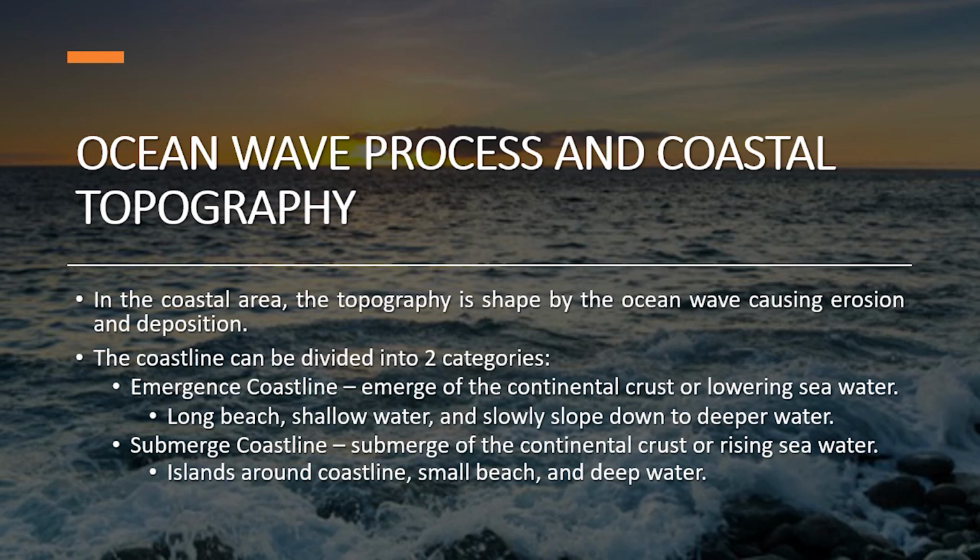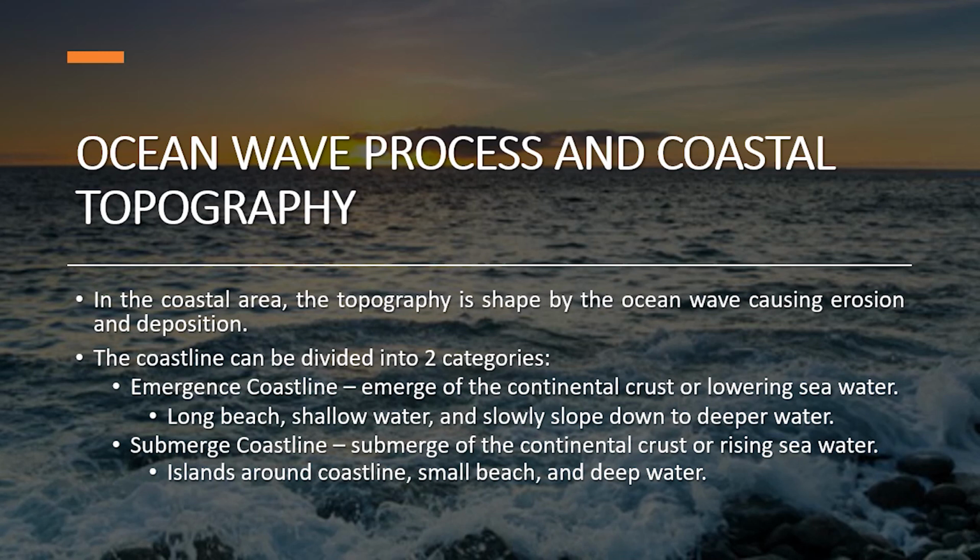The characteristic of this emergent coastline is the long beach. The long beach is a beach that has long areas of beach, and the water of the beach is shallow, and it slowly slopes down to the deeper water, which means you can walk down and the elevation changes slowly until it gets deeper, but not in terms of significant change, just slowly sloping down into deeper water. That is the emergence coastline if you find this characteristic.